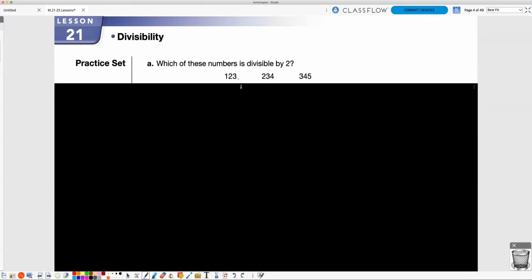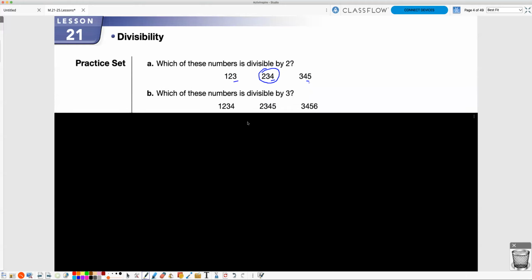All right, for this one, you would notice, hopefully right off the bat, this is the only one that ends in an even number. So 234. The check for if it's divisible by 2 is it has to be an even number. This is an odd number, this is an odd number.